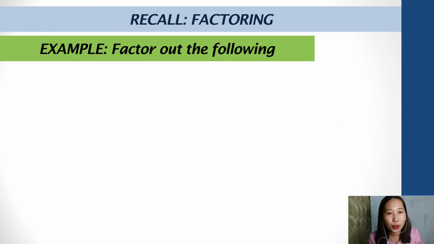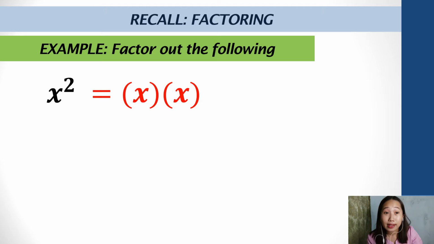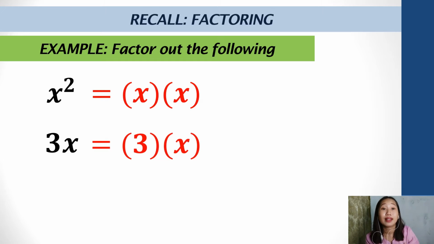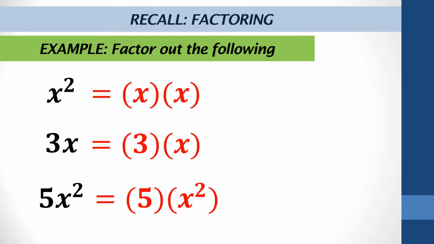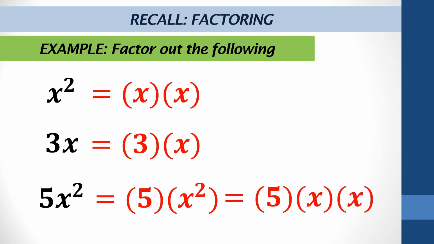Okay, example, factor out the following. x squared. Ano kaya ang factors ni x squared? We have x times x, dalawang x. Next one, 3x. Ano ang factors ni 3x? We have 3 times x. Okay, na-follow nyo ba? Next one, 5x squared. Yes po, ang ating factor ay 5 times x squared. Mafa-factor out pa ba? Of course, we have 5 times x times x.